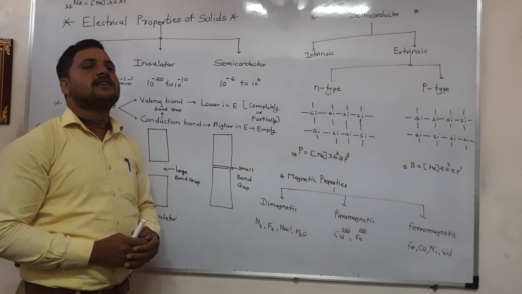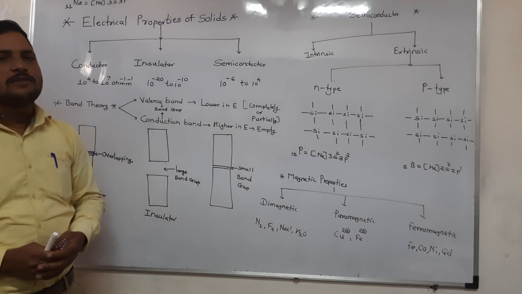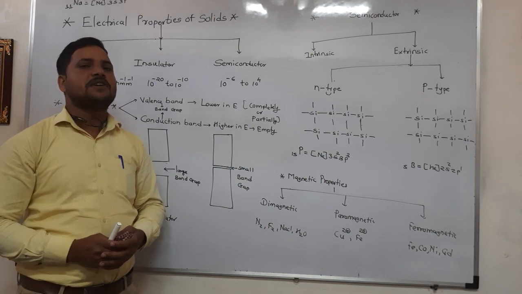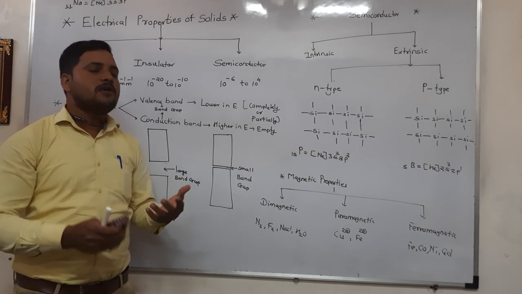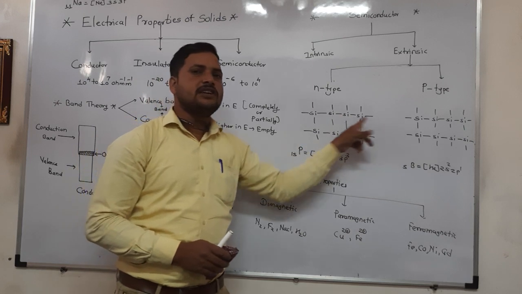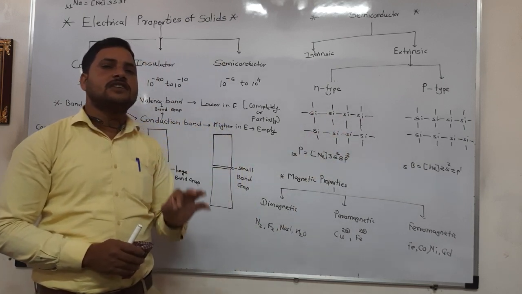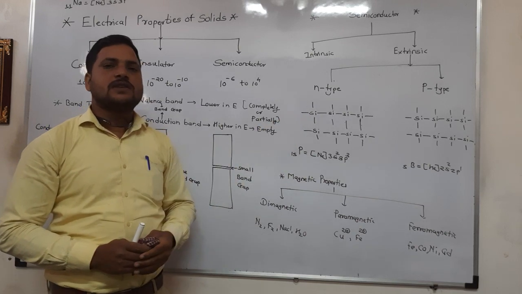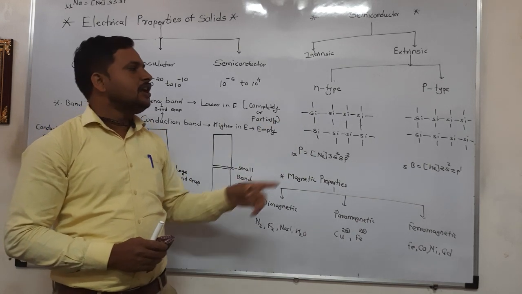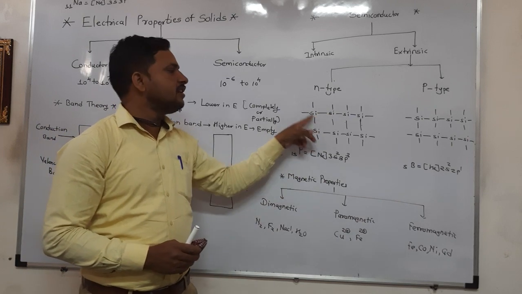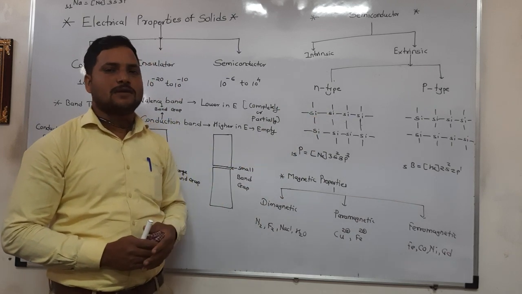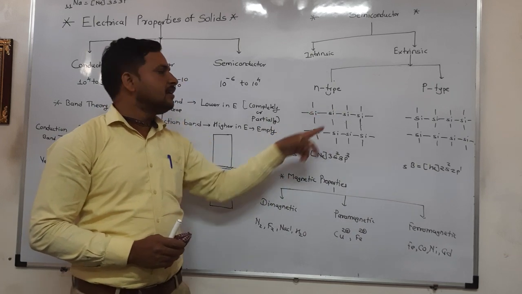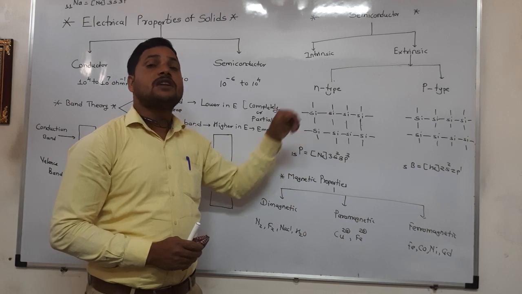The extrinsic semiconductor is again classified into two types: N-type semiconductor and P-type semiconductor. This classification is based upon which type of impurity is added in a pure intrinsic semiconductor. Let us take one example. This is a pure silicon crystal lattice in which silicons are tetrahedrally arranged to other silicons, meaning a total of 8 electrons are present around one silicon.